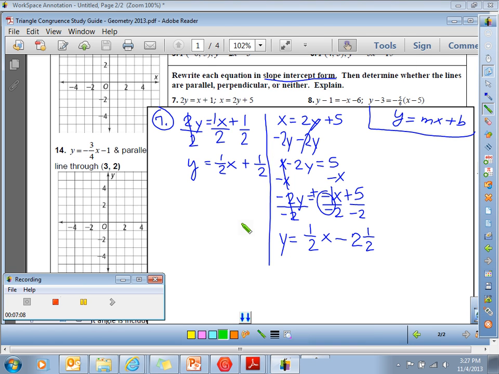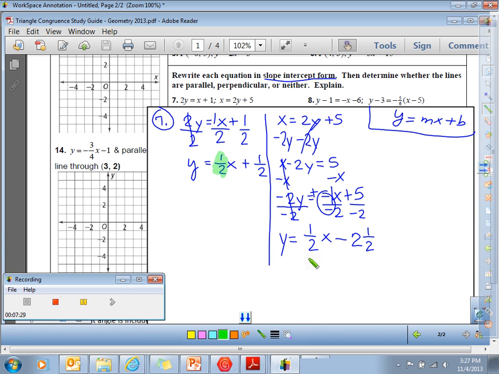Parallel lines, what do you know about parallel lines? Right, they never touch. What about their slopes? The same. The slopes are the same, okay? So where's the slope in this problem? 1/2. Okay? So 1/2 is the slope. It's in front of x.